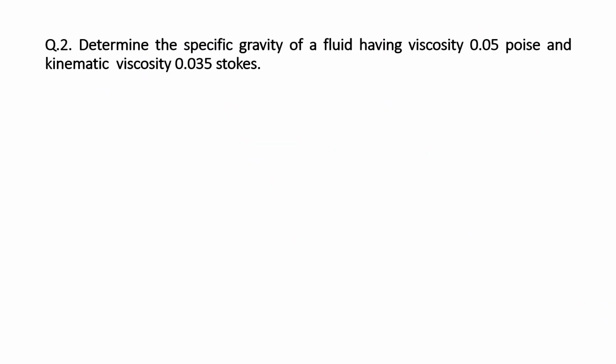The second question is based on kinematic viscosity and it is a very simple problem. So let's start directly. In the question we have been given the value of dynamic viscosity, that is 0.05 poise. So we will convert this value to Newton second per meter square.